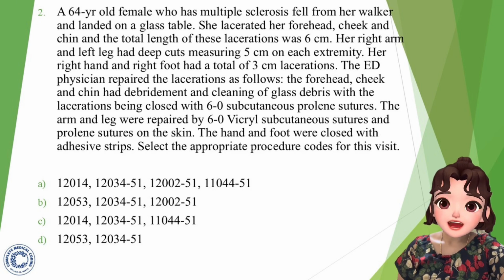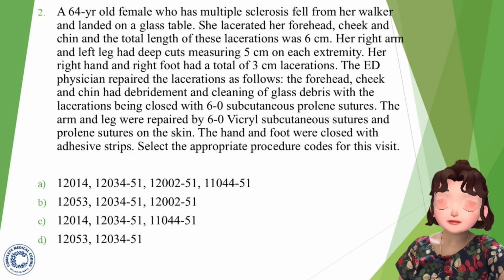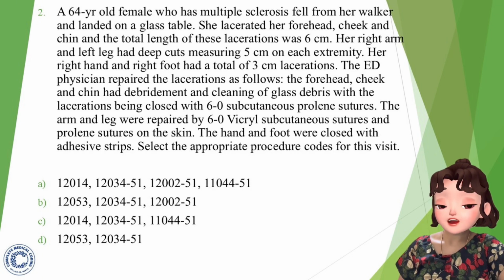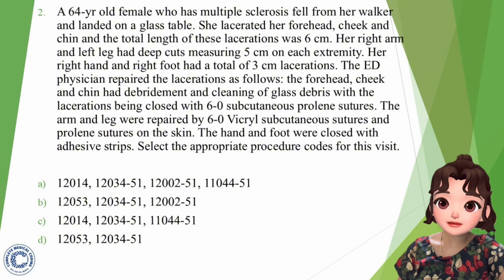12002 is simple repair of superficial wound of scalp, neck, axillae, including hands and feet, 2.6 centimeter to 7.5 centimeter. But do we really need to code this as simple repair? No, because suturing is not done on the third section. Third section is 3 centimeter laceration, which is present in the CPT code 12002.